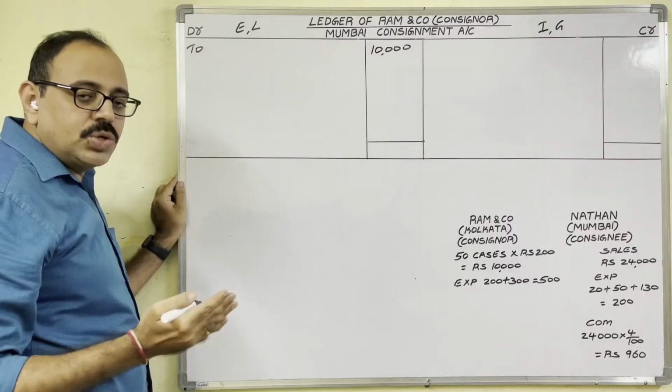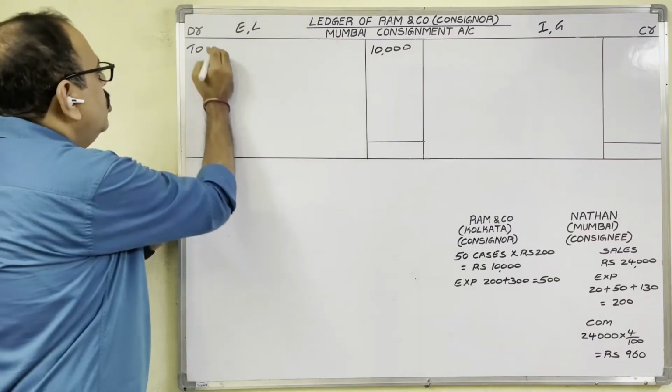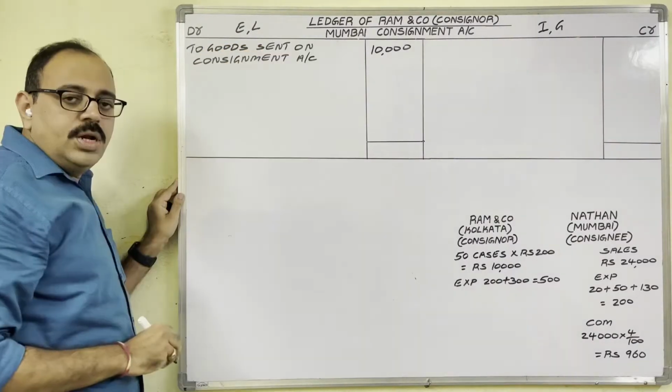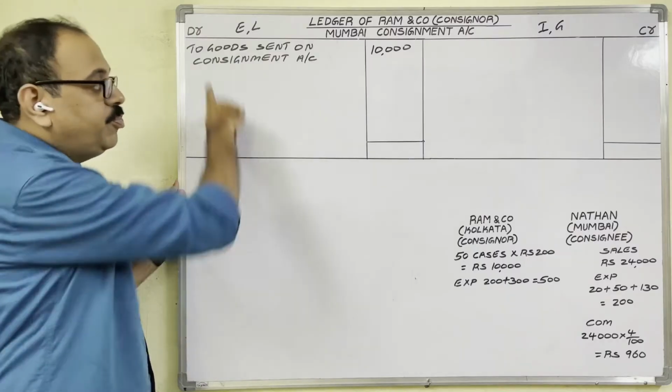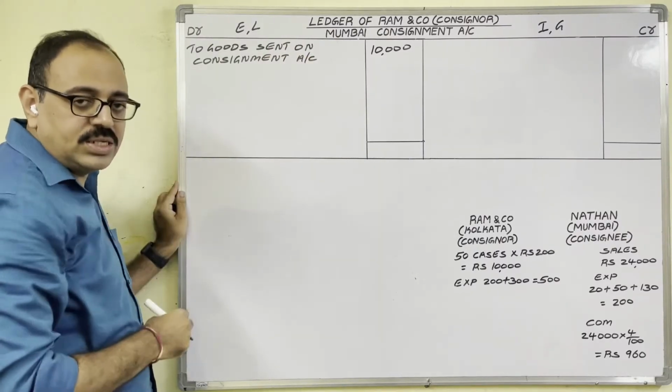Consignor is sending these goods to consignee on consignment basis. No, mention that. To goods sent on consignment account. Now think about the entry. First we posted the entry. Now based on this posting, we will frame the journal entry for this.